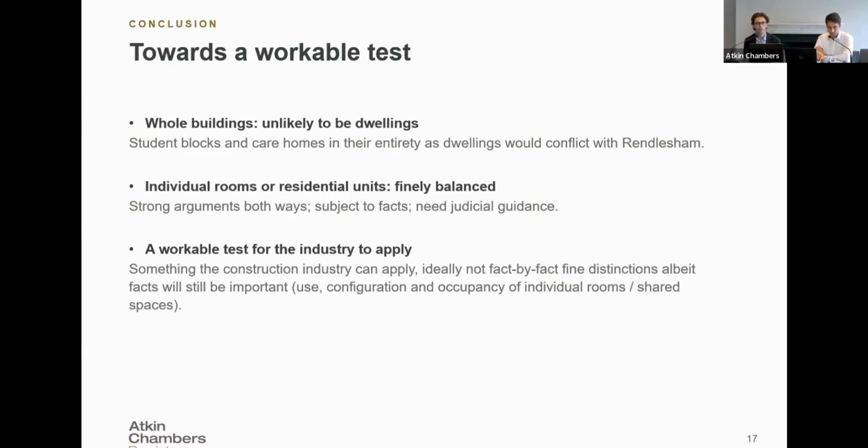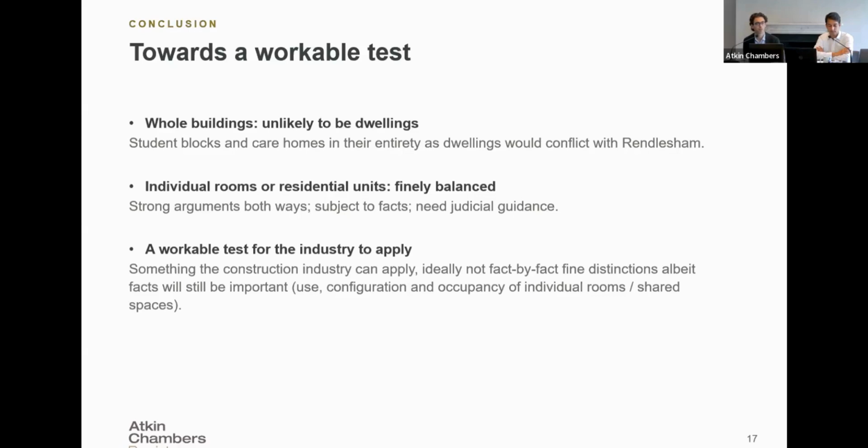The better analysis is to look at the individual rooms or residential units. The points Sheriar's just made on the BSA might be relevant there, and that question is more finely balanced. You'd look back at the natural and ordinary meaning of a dwelling under Eurotemp, and also look at Catlin there to consider whether or not those rooms or residential units are capable of satisfying that natural and ordinary meaning. That's where we see most arguments being made.